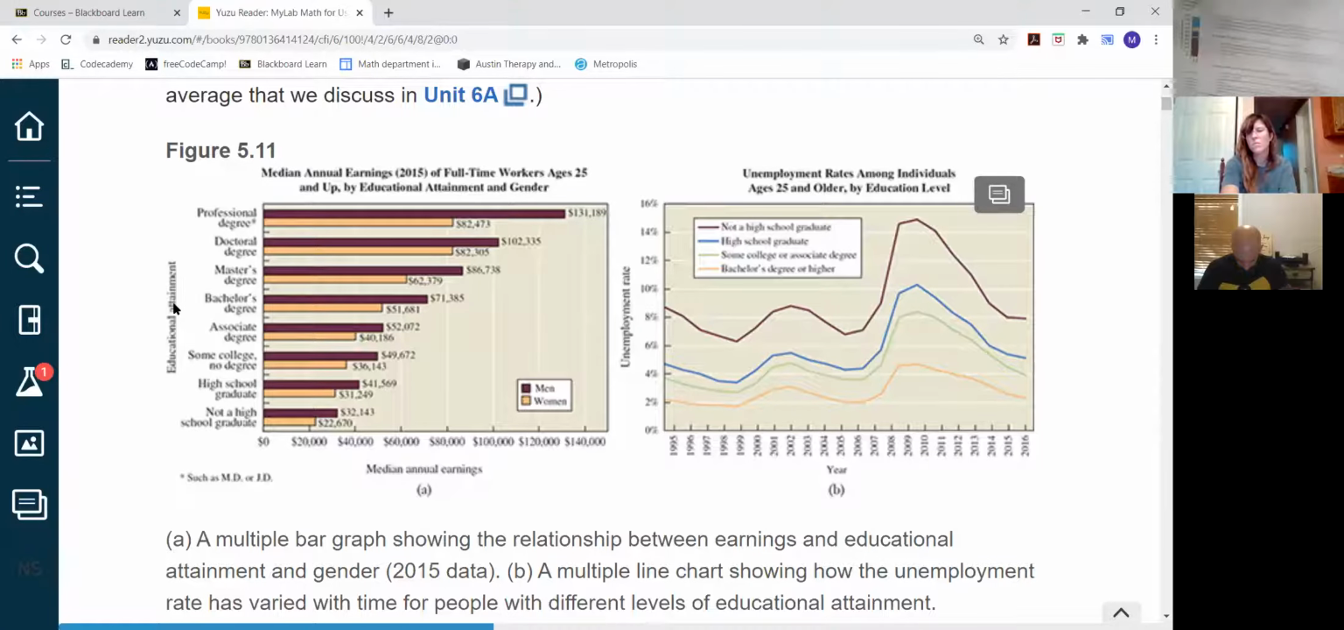So 16 says, briefly describe how the unemployment rate has changed with time over the period shown here. So we're looking at unemployment rate. How has it changed over time within the period shown? Has the trend in differences between educational attainment levels remained consistent during this time? Explain.